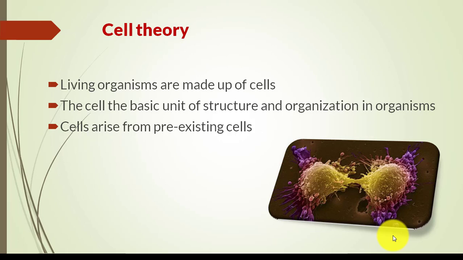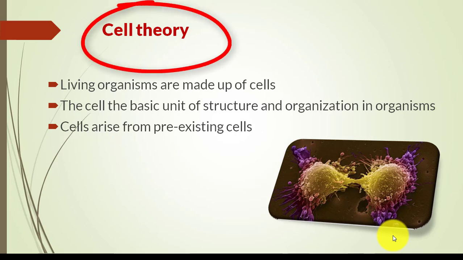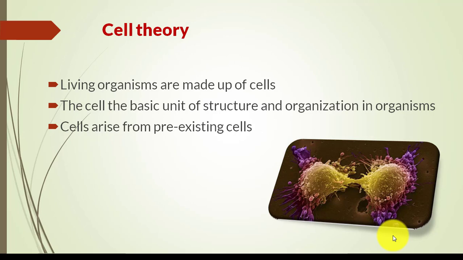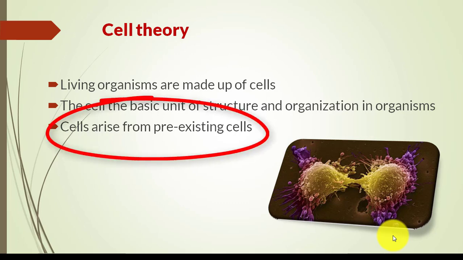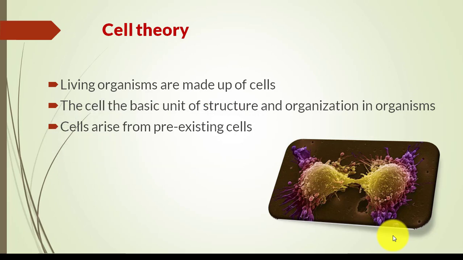Talking about the cell cycle, I think we need to speak a little bit about cell theory. Cell theory states that living organisms are made up of cells, and the cell is the basic unit of structure and organization in organisms, and all cells arise from pre-existing cells. What actually concerns us in this lecture is the last sentence, that cells arise from pre-existing cells. If we take a human being as an example, the trillions of cells from which a human being is made are a product of cellular division of a single cell, that is a zygote.